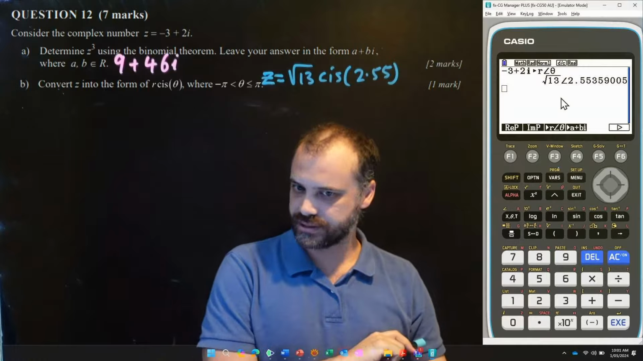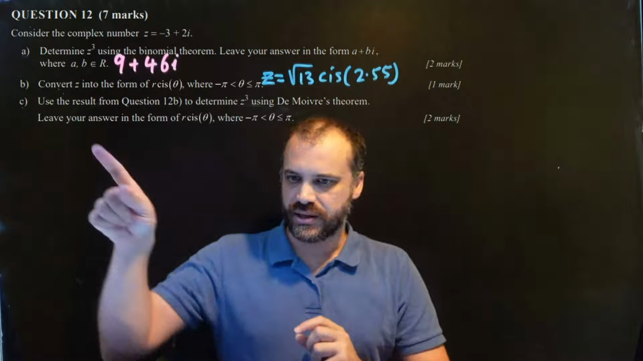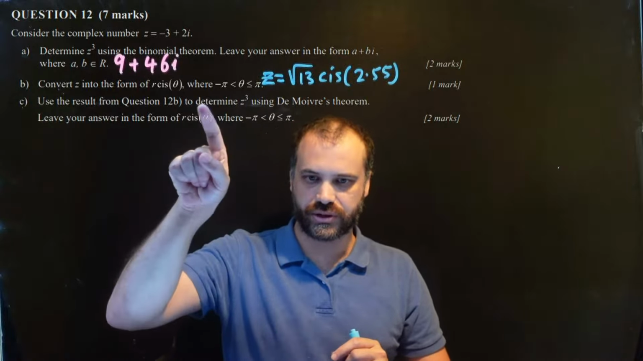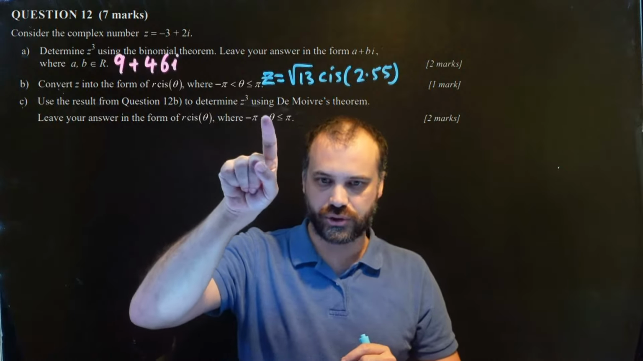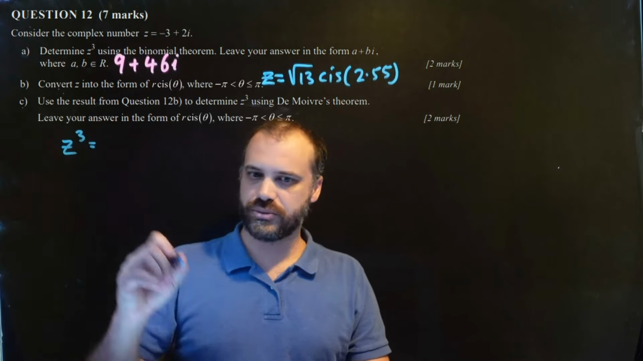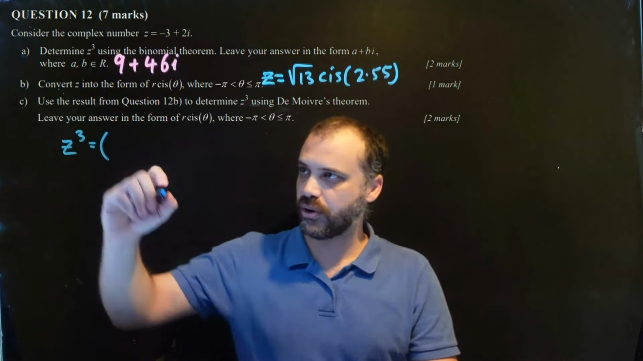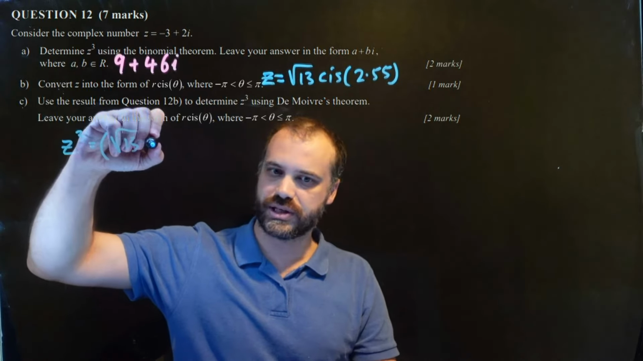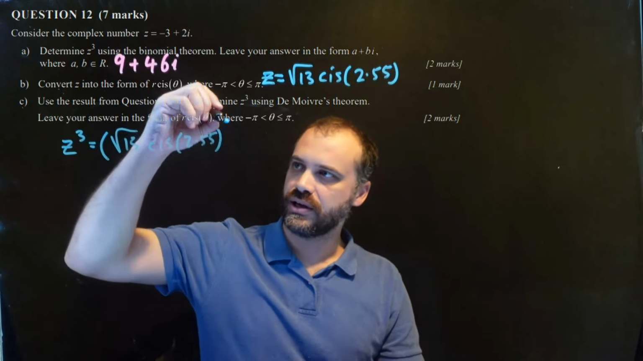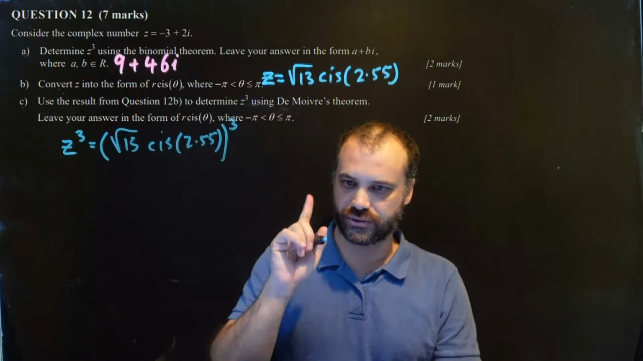Next part. All right, so they really want us to do some specific kind of things in specific kind of ways. It says, use the result from question 12b, i.e. use this result, determine z cubed using de Moivre's theorem. So we're doing z cubed again, but this time using our polar form. So it's going to be root 13 cis 2.55, and that is being raised to the power of 3.